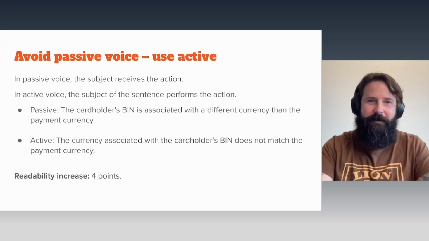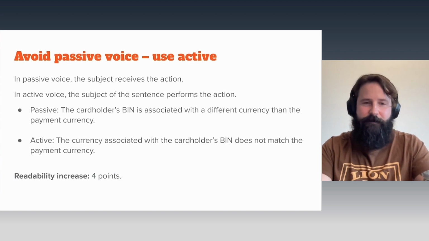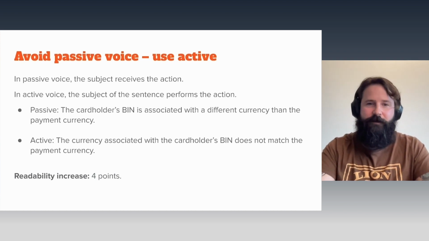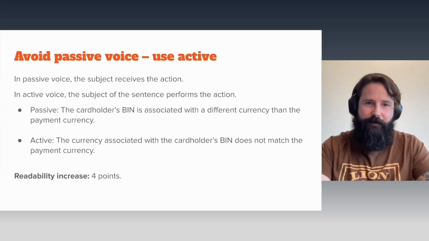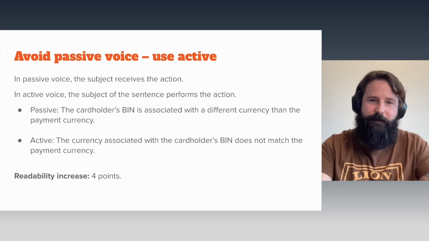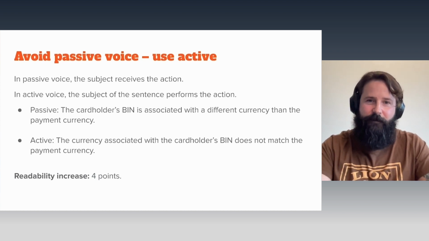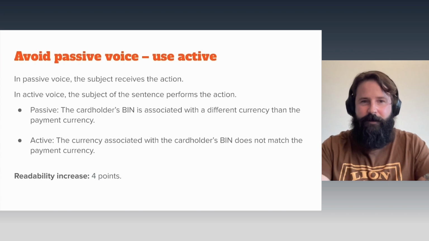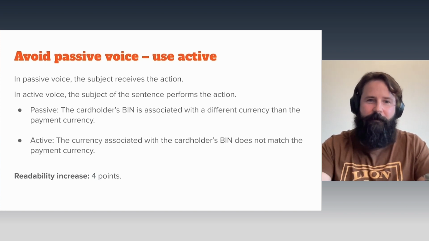Again, straight out of any good technical writing style guide. Avoid passive voice and use active instead. In the passive voice, the subject receives the action, whereas in the active voice, the subject of the sentence performs the action. Here's a passive example, and you're going to notice straight away when I compare these two how complex the first one is. In this first one, the subject receives the action. So the cardholder's BIN is associated with a different currency than the payment currency. I find that quite hard to understand. I didn't actually write this one myself, I found it, but I had to read through it maybe twice, maybe even three times to understand the components in the sentence and to actually figure out what it was saying.